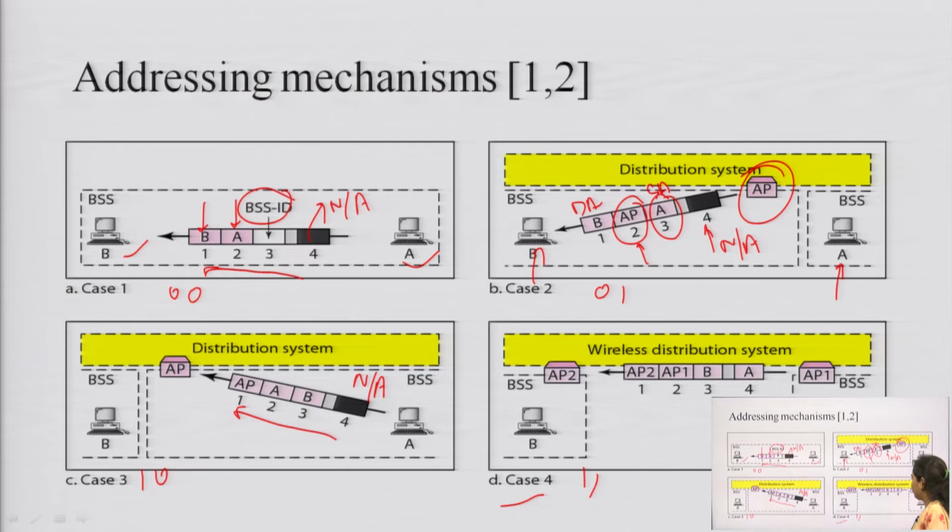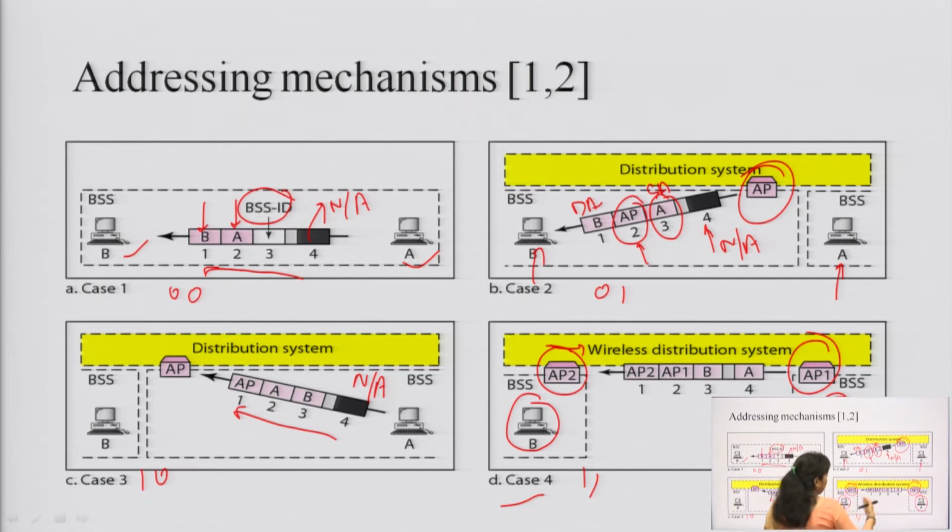Then this is case 4, which is the wireless distribution system, which has been shown over here. This is the transmitter computer, which is present in this BSS, which has its own access point, denoted by AP1. Then in this case, computer B is present in another basic service set which uses its own access point, denoted by AP2.